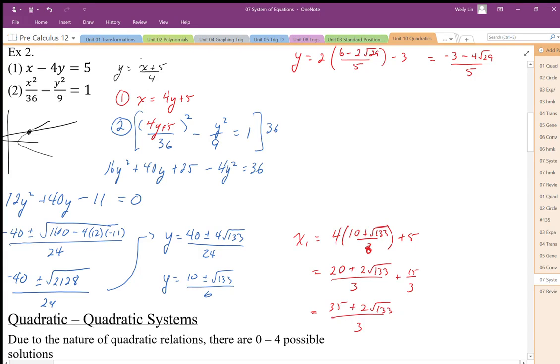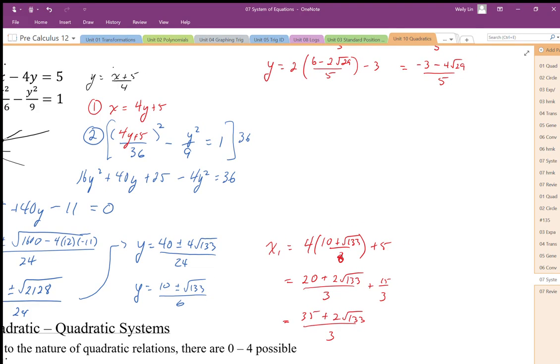So one of my solutions is going to be x equals 35 plus 2 root 133 all over 3, comma, y equals 10 plus root 133 all over 6. So that's one solution.